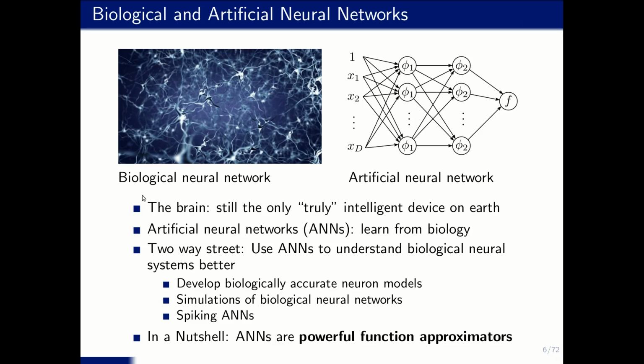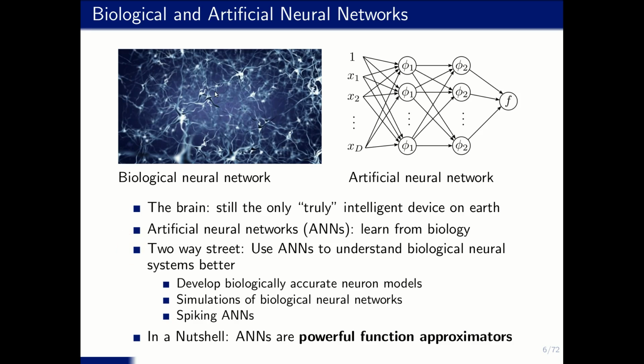So where do artificial neural networks, or ANNs, come from? Well, the idea is let's copy nature, let's copy the brain. So the brain is still the only truly intelligent device on Earth, so be it animal brains or human brains. And the idea is let's copy this system to come up with some artificial machine learning system which essentially copies these mechanisms, which hopefully will deliver something smart. This is a two-way street, however.